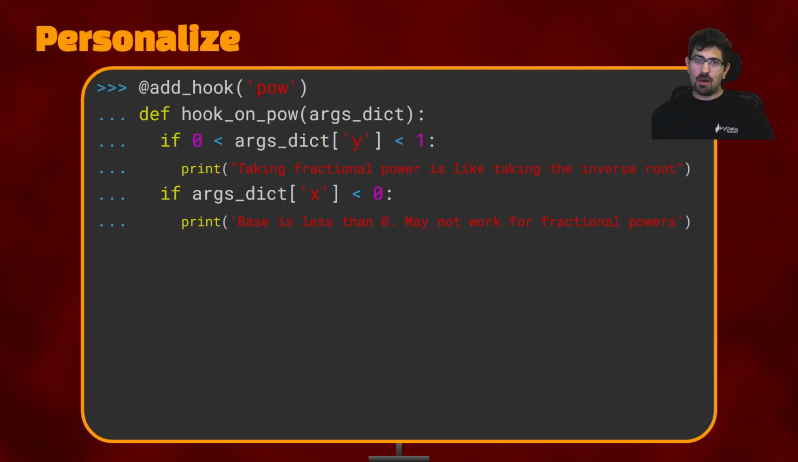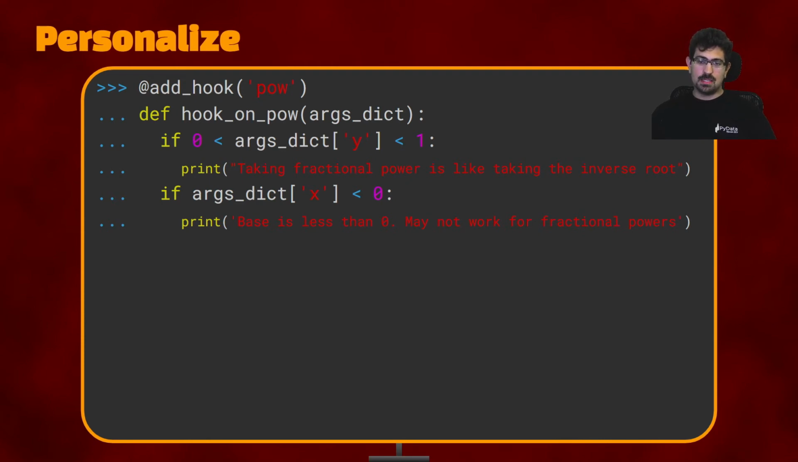The function pow from the math module takes x to the power of y. And now, because we know the values of y, which exists in args dict in the location y, we can say that if y is between 0 and 1, we can tell the user taking fractional power is like taking the inverse root, right? For example, the power of 1 over 2 is the second root of what we're working upon.